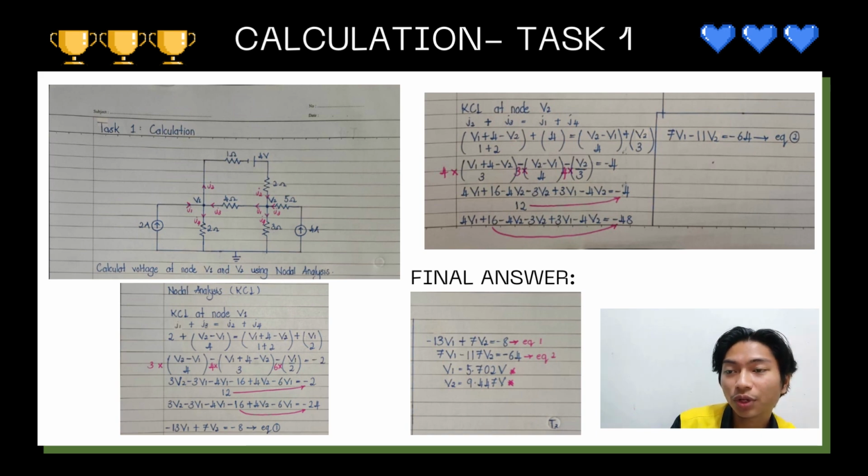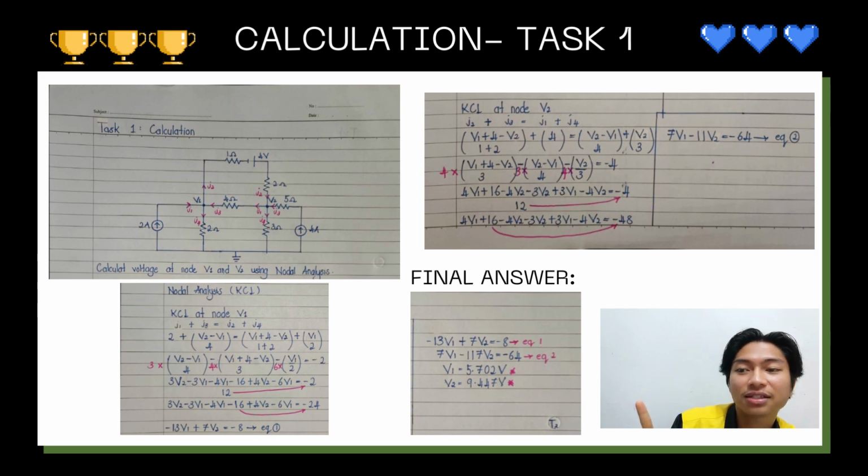And next, we need to make the denominators the same, so we do it using simple mathematical knowledge, and from there, the numerator, which is 12, will be multiplied by negative 2, and we can get the equation right here. The final equation at node V1 is negative 13 V1 plus 7 V2 equals negative 8. That is equation 1.